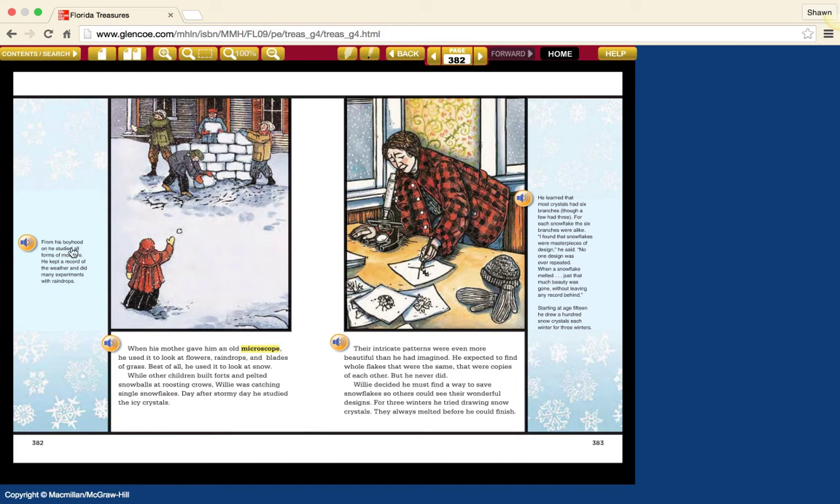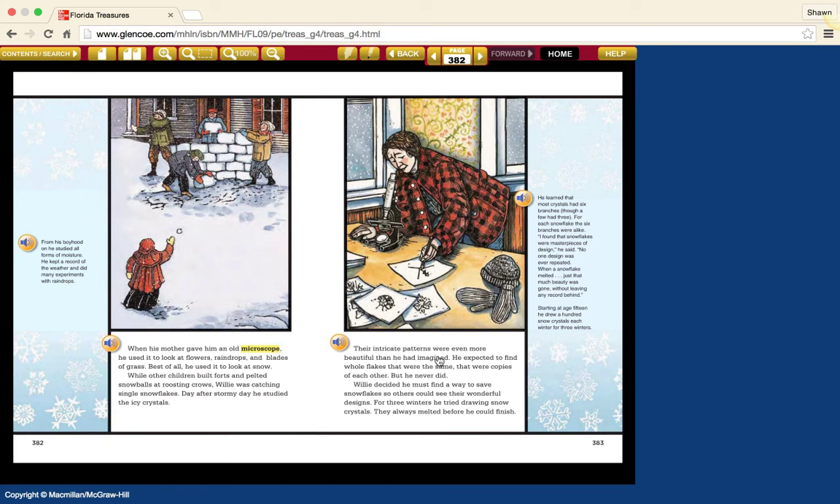From his boyhood on, he studied all forms of moisture. He kept a record of the weather and did many experiments with raindrops. I wonder how many of you keep track of the weather. Maybe you have a weather journal. That'd be kind of cool.